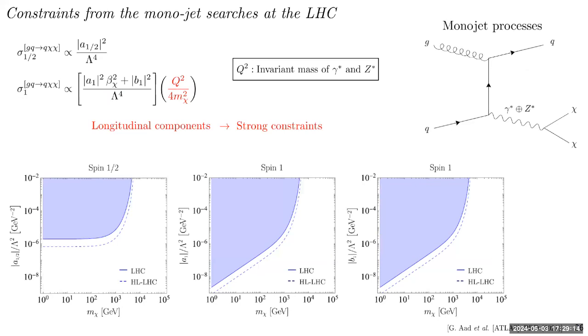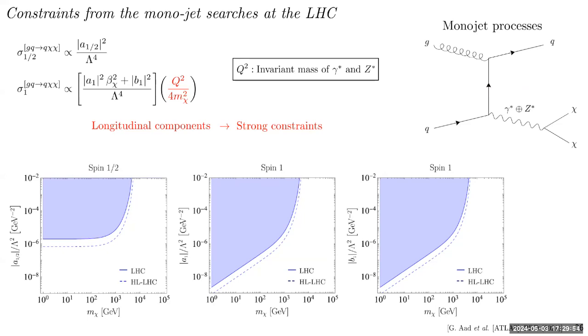The next experiment is the monojet searches at the LHC. Here I drew one of the most dominant processes of monojet production. The corresponding cross section is given like this. As I mentioned, because of the property of the anapole vertex, what we can consider is only these production parts. The remaining parts are completely the same for all the spin cases.